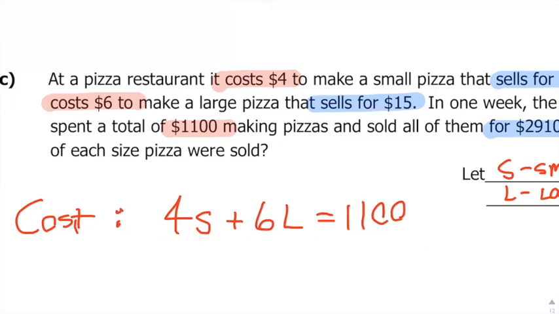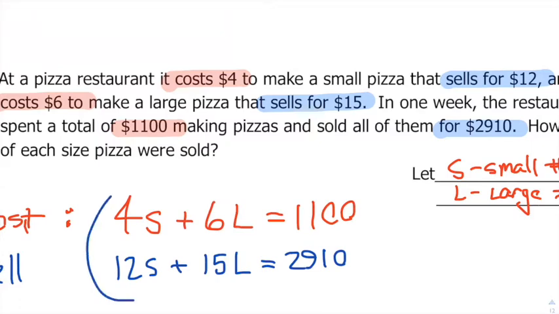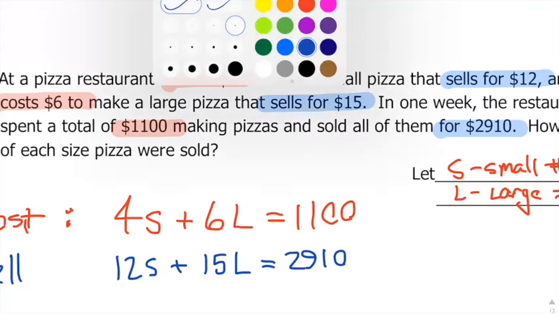Almost always there. Now, as far as what you're selling your pizza for, we were selling smalls for 12, so it's 12 times S. The larges we're selling for 15, so 15L. And then we made $2,910 on that. After this, we can use substitution or elimination. In this case, I think elimination is going to be better. There's not really a good variable to solve for. You could probably find one of them, but here I could manipulate this 4S and make it cancel out with this 12S, which is exactly what I'm going to do.